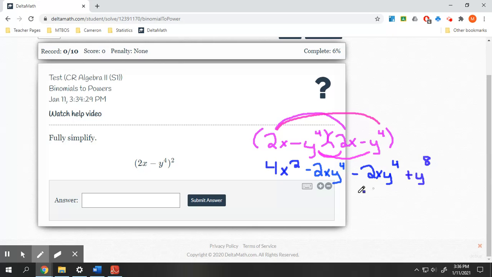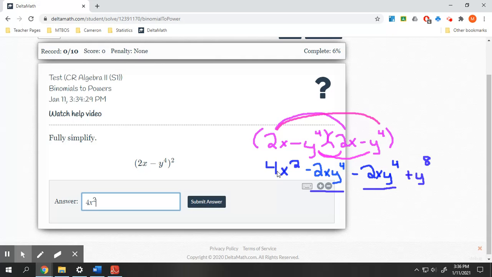All right, now combining like terms. Be careful here. We do have a like term again. All right, so my final answer here, I have a 4x squared. I have negative 2xy to the 4th, negative 2xy to the 4th. If I have negative 2 and negative 2, I have negative 4xy to the 4th. And then finally, I still have a plus y to the 8th.